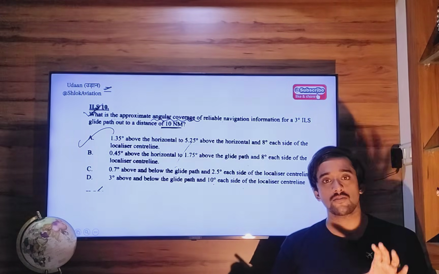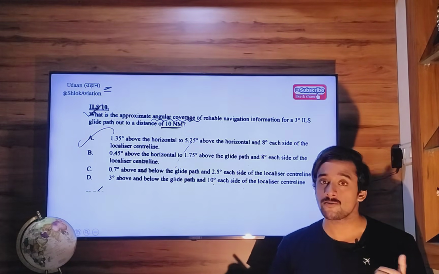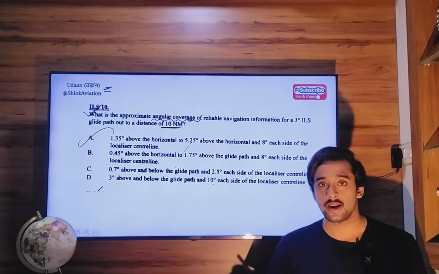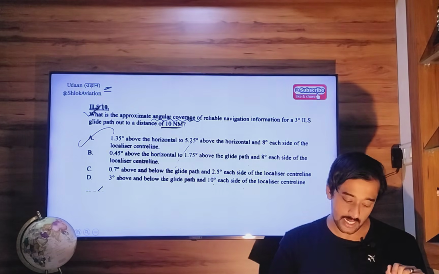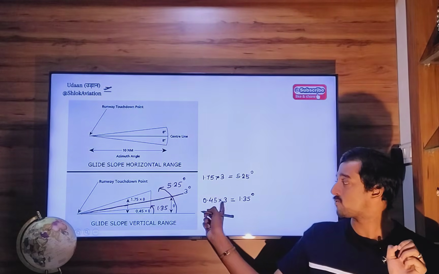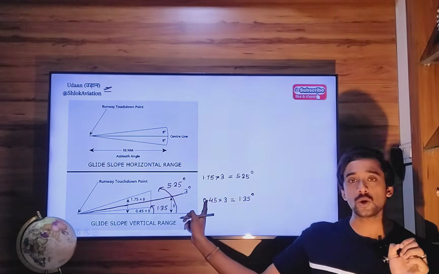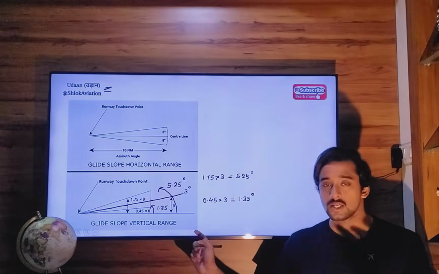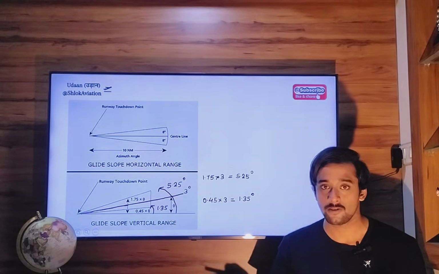Now if they give you some different glide slope angle, 3.5 degree, 4 degree, 2.5 degree, whatever, substitute that particular value in place of this theta. So 0.45 multiplied by 4, 0.45 multiplied by 2.5, whatever.